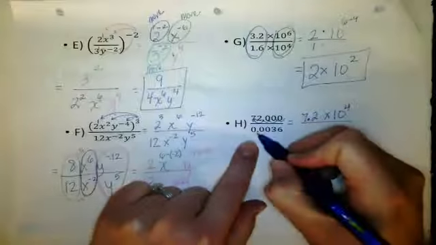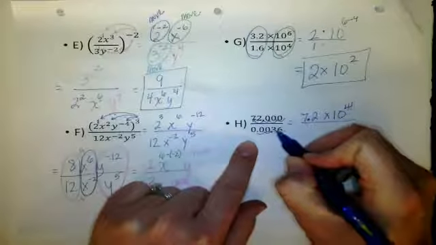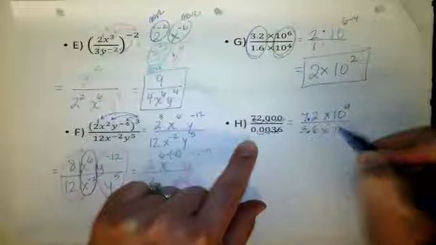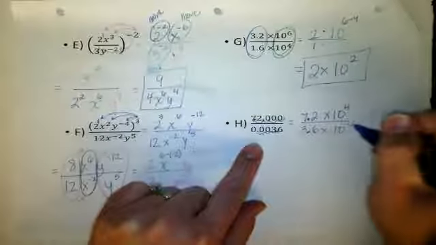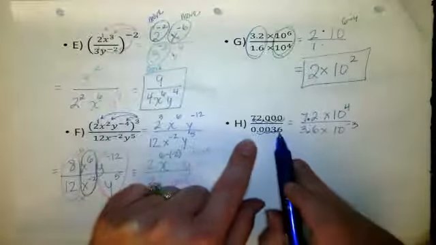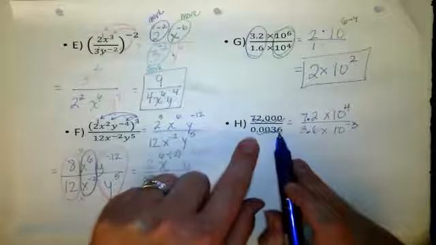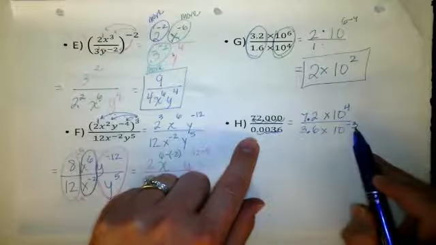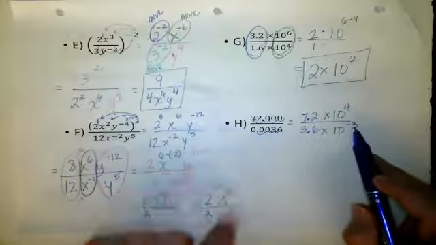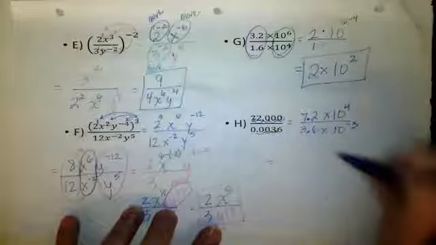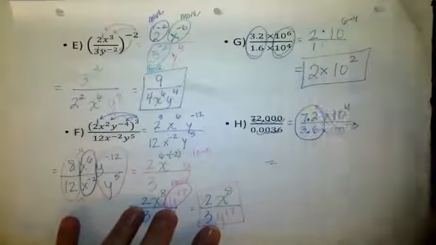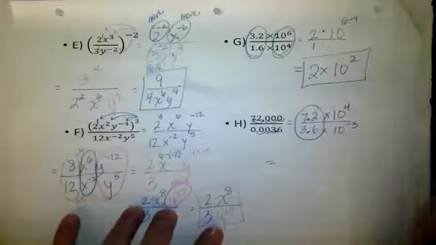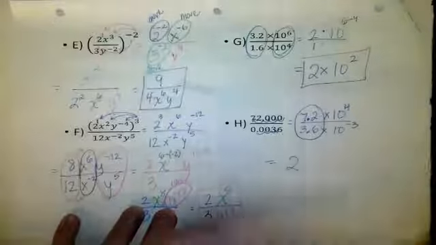Here, I need to move the decimal place. 3.6 times 10 to what power? Negative 3. This is a decimal. This is a number less than 1. If it's a number less than 1, the exponent is a negative number. And the same thing applies. What is 72 divided by 36? 2.